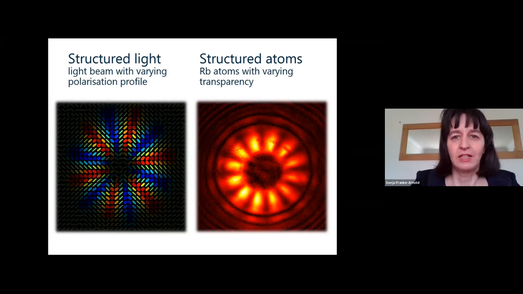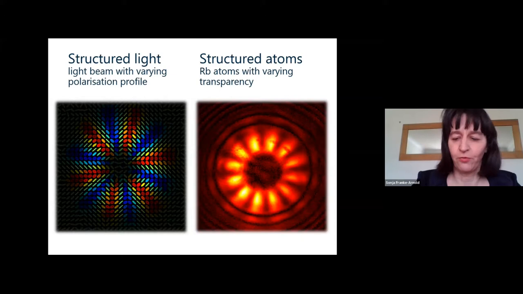On the right-hand side instead, you see an absorption profile of our cold rubidium atoms, which have interacted with a structured light beam, and where we can change the absorption or the opacity of our medium at will, position by position, depending on the polarization of the light.